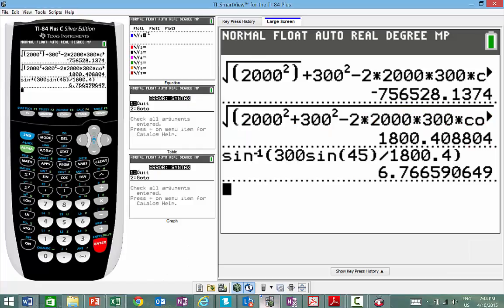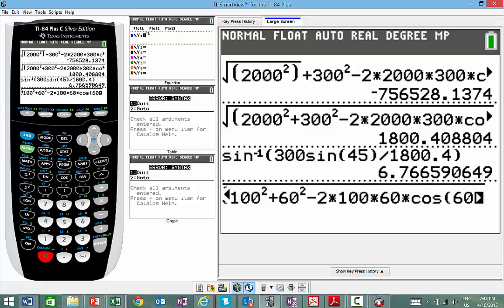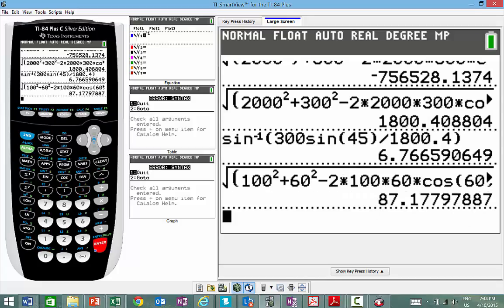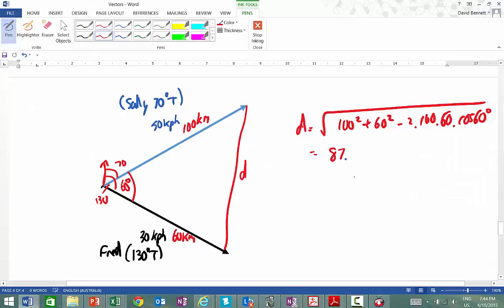Alright, so I'll just quickly use the calculator to do that. So square root, so it's going to be 100 squared plus 60 squared, take 2 times 100 times 60 times cosine of 60, and enter. That gives us 87.2 kilometres apart. So D is equal to 87.2 kilometres apart they'll be.